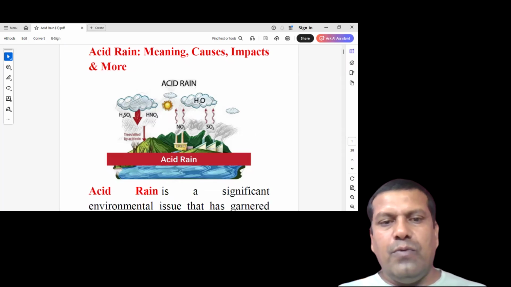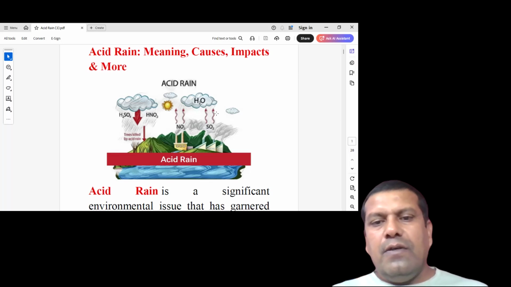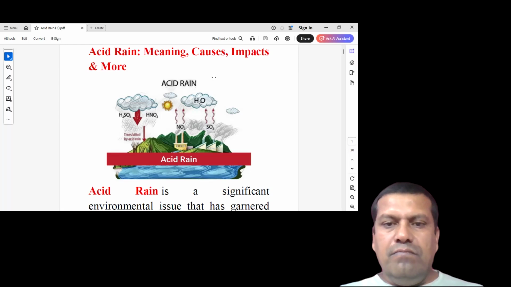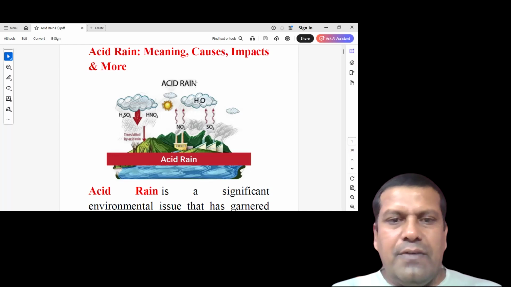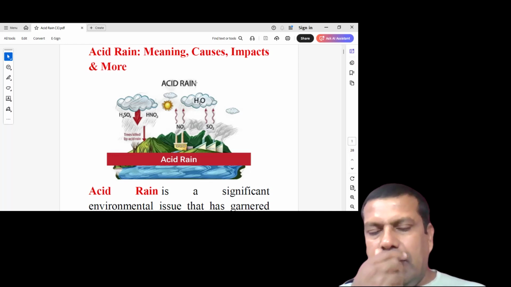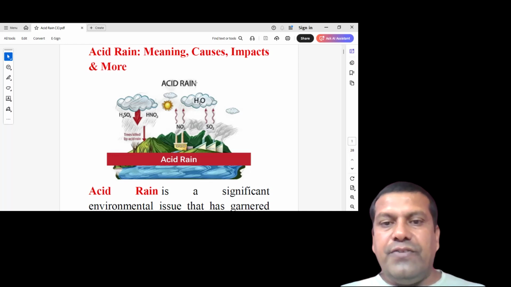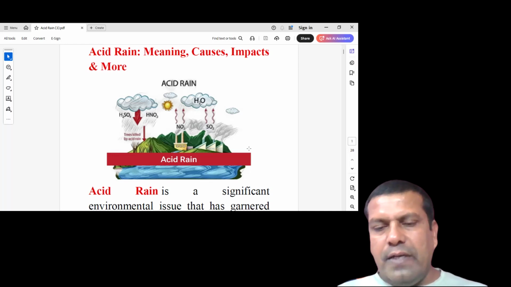There are various compounds like nitrogen dioxide and sulfur dioxide, which react with the moisture in the atmosphere, that is, with the water, and they undergo some chemical reactions, and finally they get converted into sulfuric acid and nitric acid, that is, sulfuric acid H2SO4 and nitric acid HNO3.